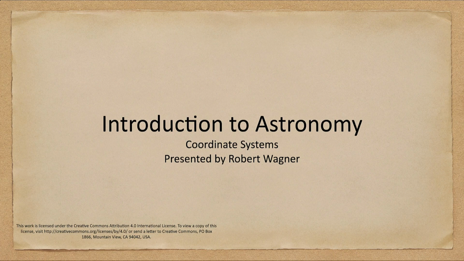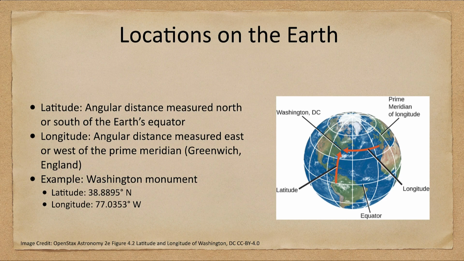In this lecture, we are going to be talking about coordinate systems and the different coordinate systems used to measure position on Earth and in the sky. And we'll see some similarities and also some differences between how these two are used. So let's start off looking at how we measure things on Earth.